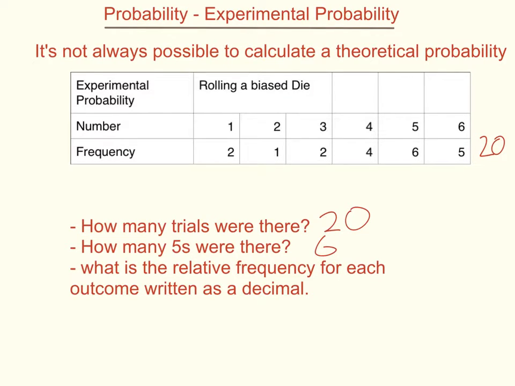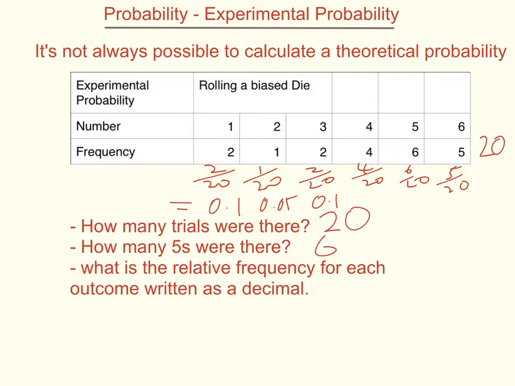So starting with the first one, this is 2 out of 20, 1 out of 20, 2 out of 20 again, 4 out of 20, 6 out of 20, and 5 out of 20. If I change those into decimals, I'll get 0.1, I'll get 0.1 there as well, 0.05, 0.2, 0.3, and 0.25.